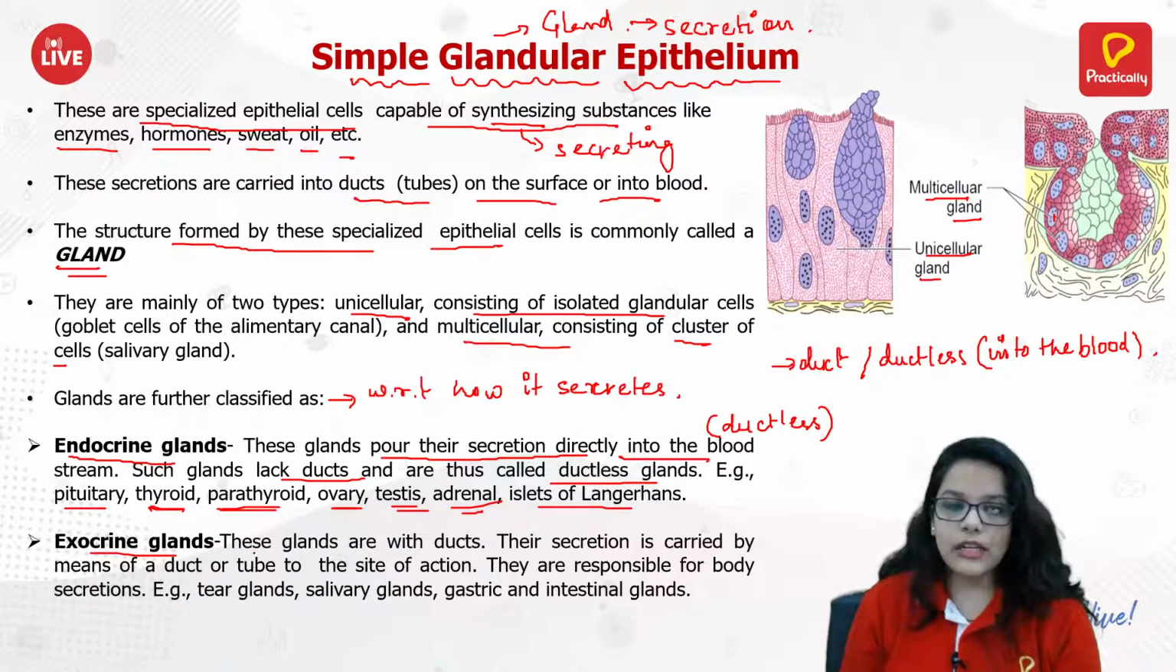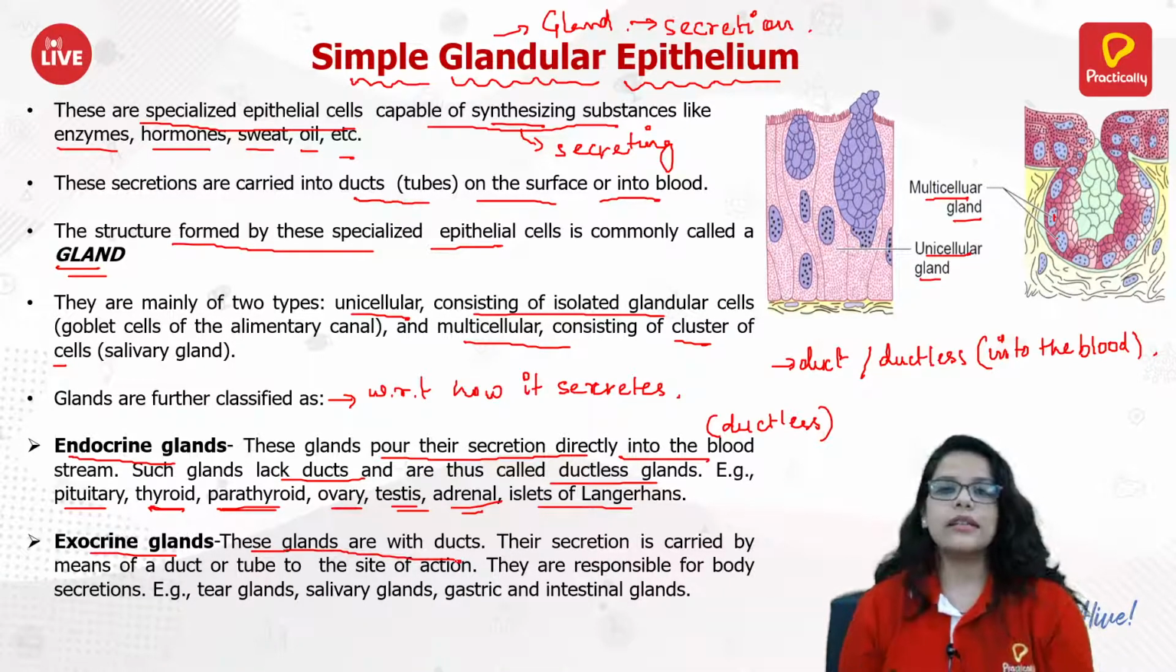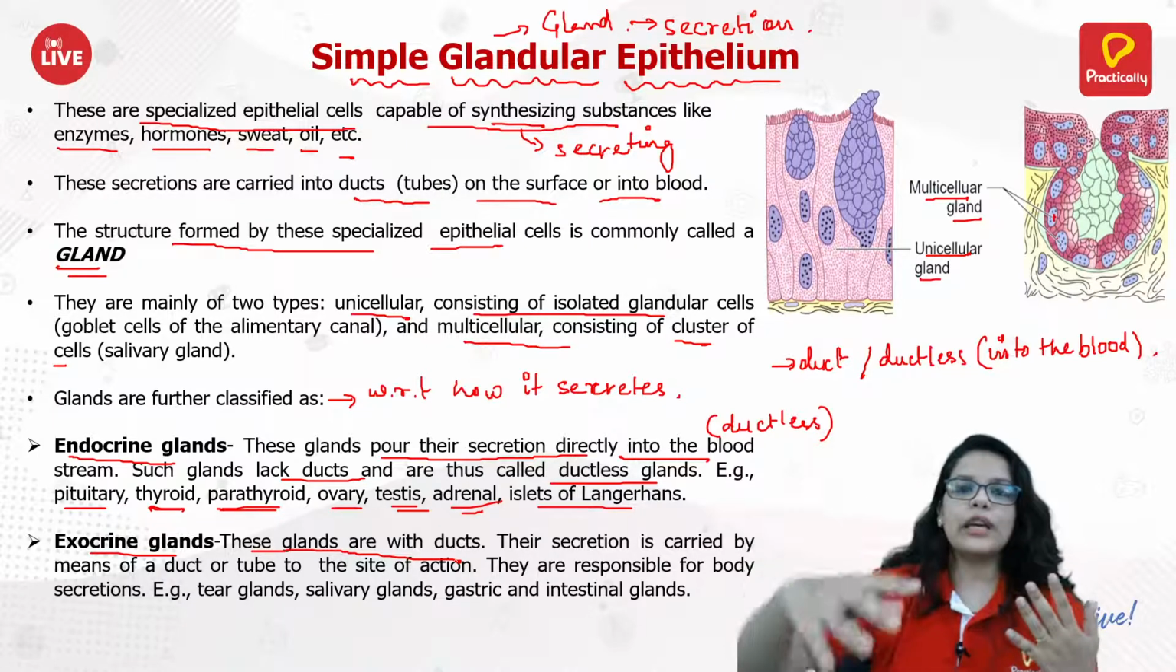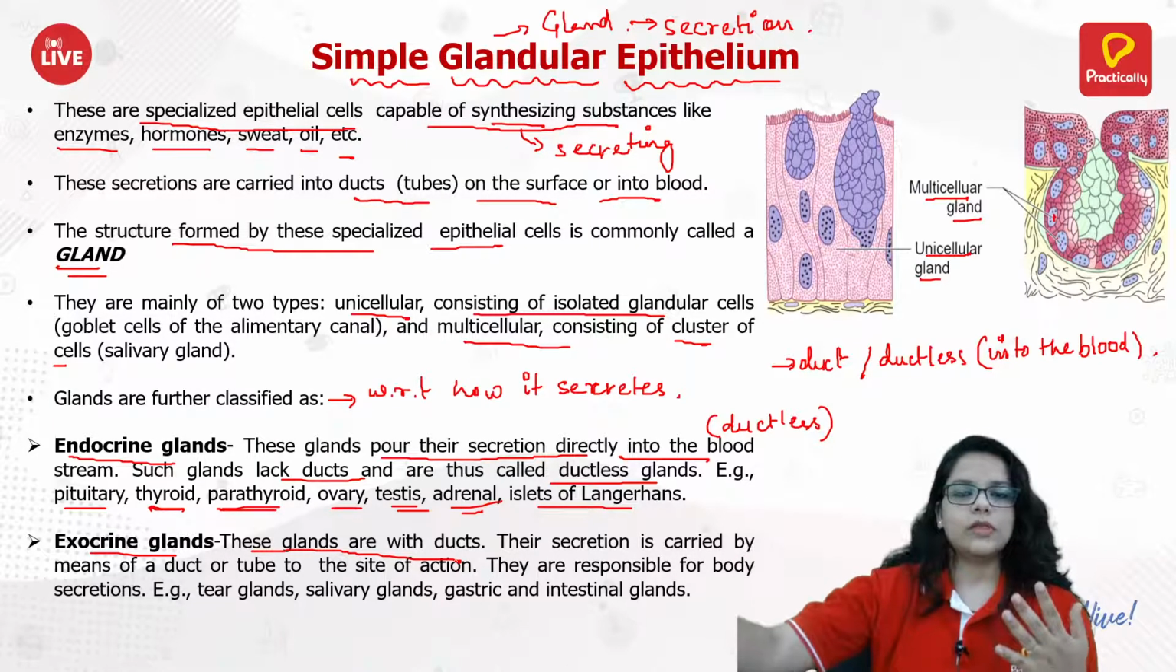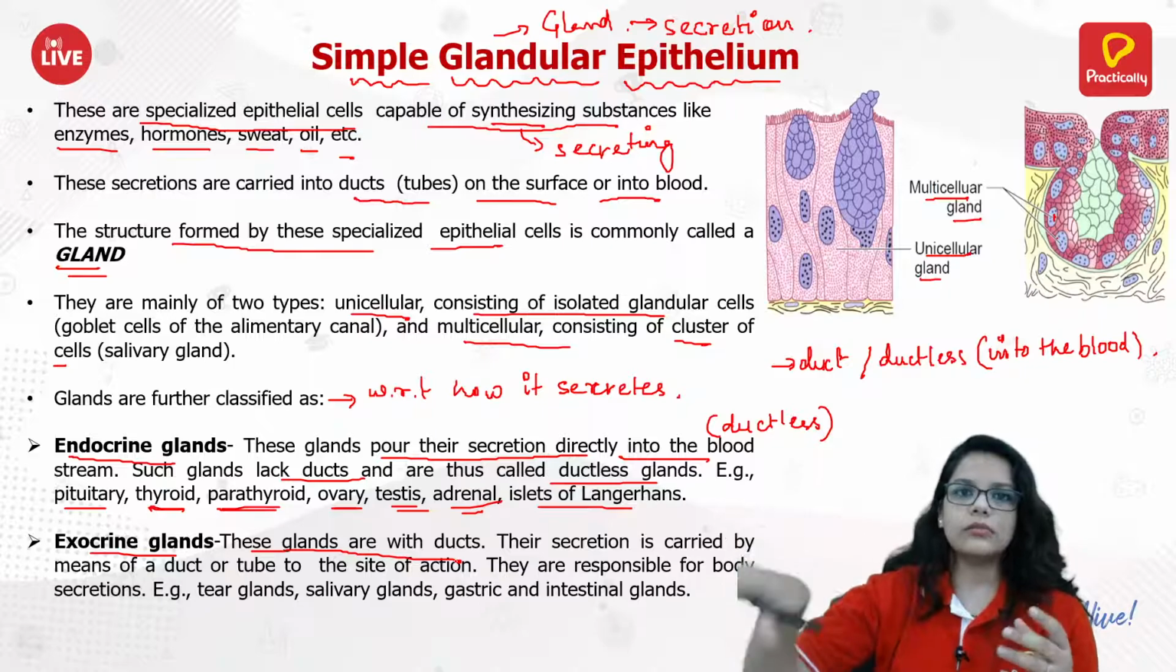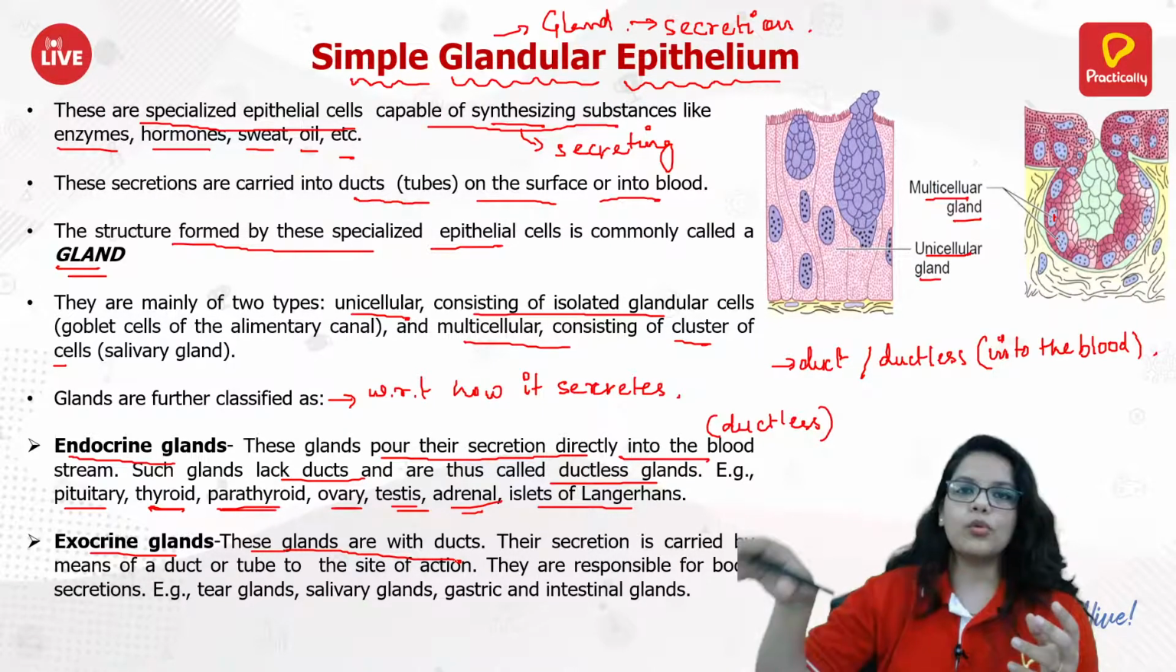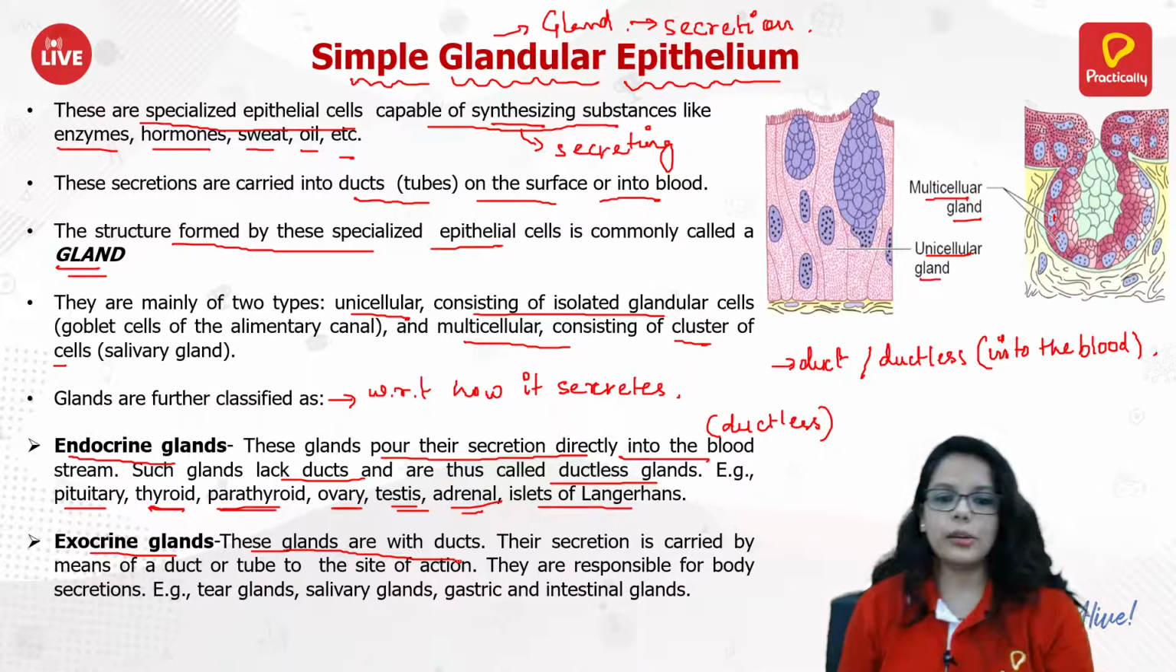And there are exocrine glands. These are with ducts. They are not directly flushing it out into the blood. They have a way through which whatever they are secrete goes. Their secretion is carried by means of a duct or tube to the site of action. So they have ducts.